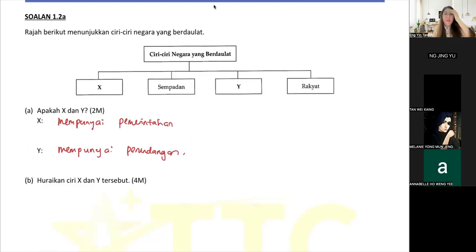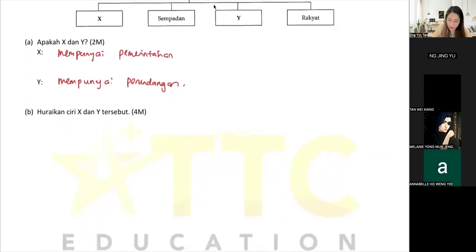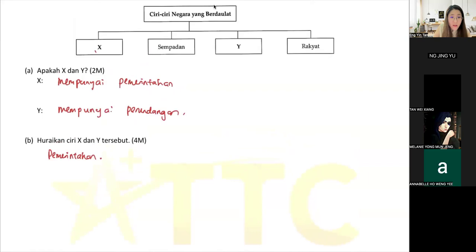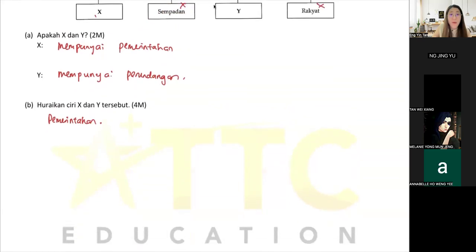All good? So as a country, these are the ciri-ciri here. Now, can you explain the ciri-ciri X and Y? Explain means what? You need to tell me the elaboration. So what does it mean when we have the kedaulatan? You see, when a country has the power, we have our own government. So describe. So when we have the government means what? My dear, they want to explain the X and Y, not the sempadan. Sempadan is the garis. So you don't explain the sempadan and rakyat. You need to explain what is X and Y.